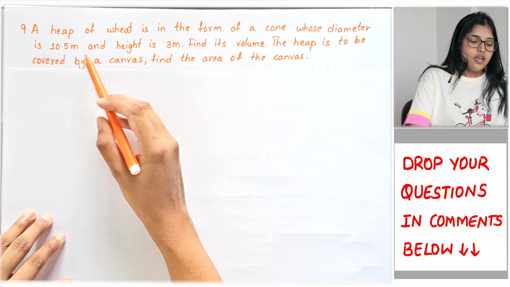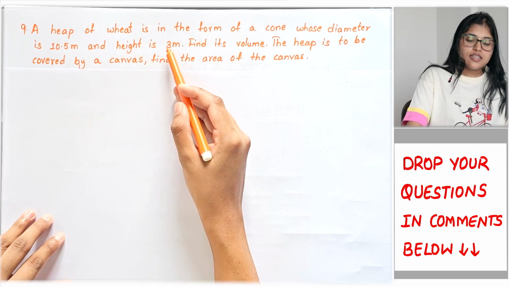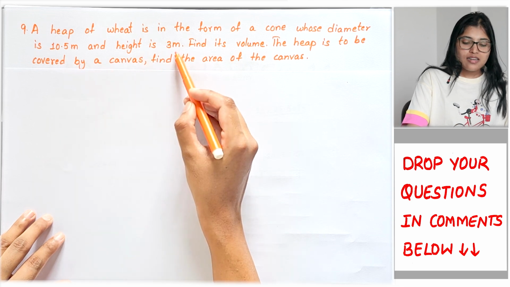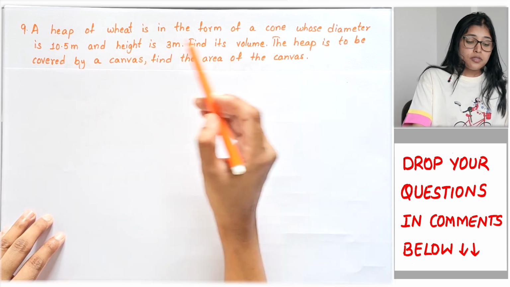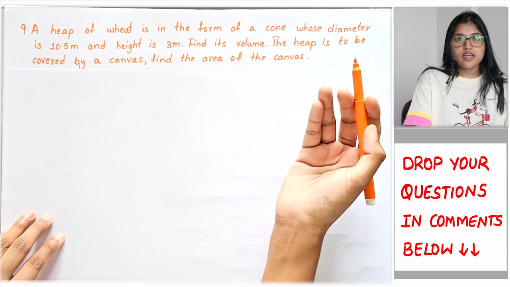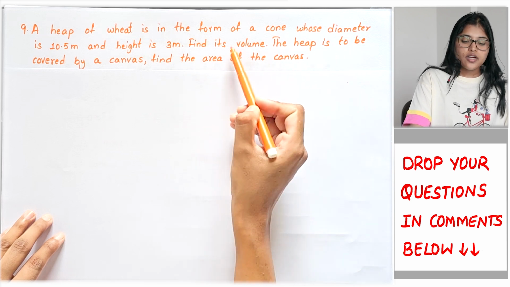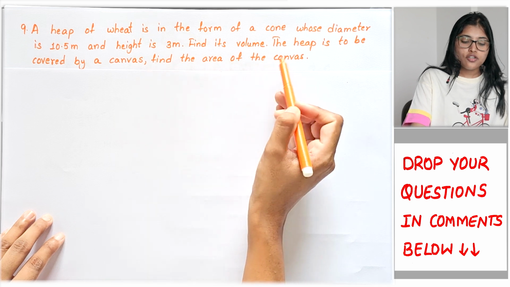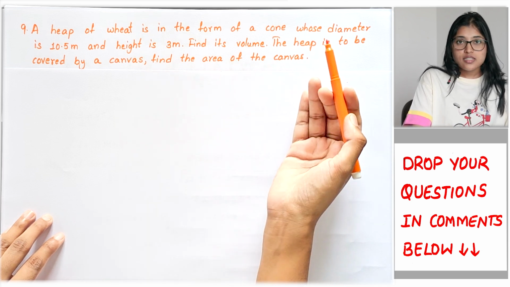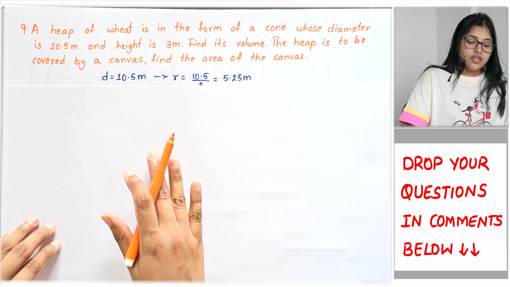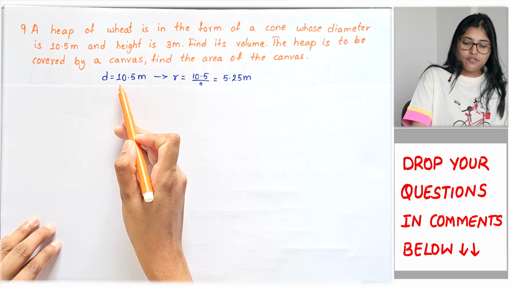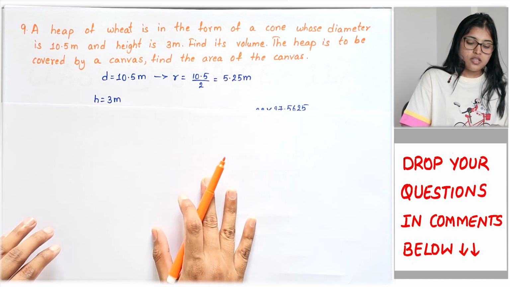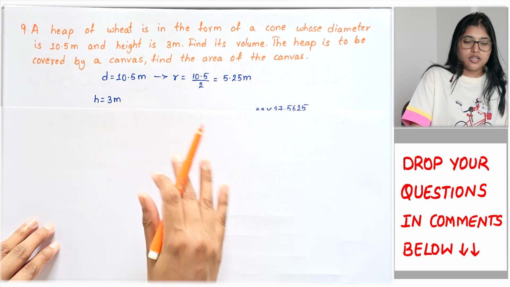In the 9th question, we are given a heap of wheat is in the form of a cone whose diameter is 10.5 meters and height is 3 meters. Find its volume. The heap is to be covered by a canvas, so find the area of that canvas as well. Here I know that I need to find the volume of the cone and also curved surface area in order to find the area of the canvas that is needed to cover the cone. Starting with diameter that is given to us as 10.5 meters, finding the radius, I get r value as 5.25 meters. H value is given to me as 3 meters.